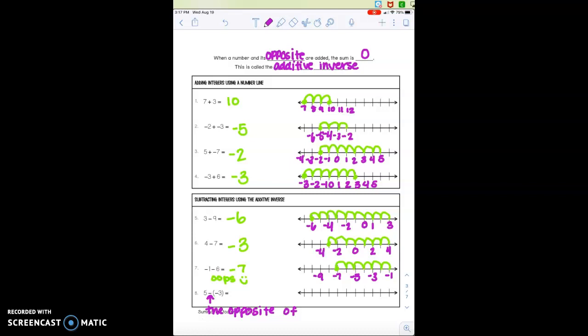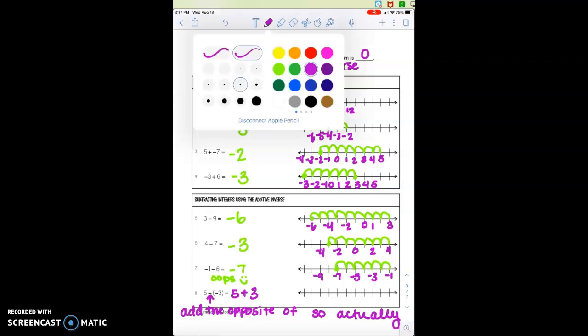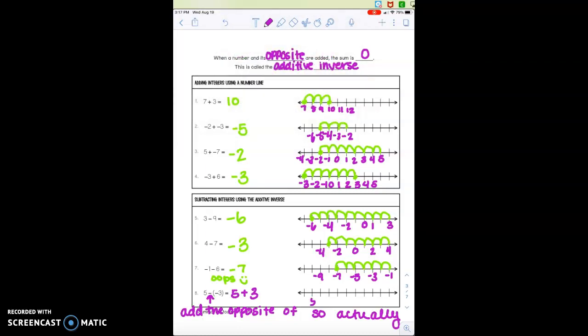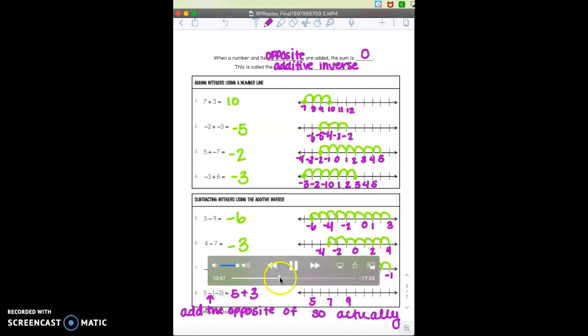So number 8 is kind of special. When we have 5 minus -3, that really means I am doing the opposite of subtracting 3, so I'm going to add the opposite, because remember those minus signs really mean the opposite of. The opposite of subtracting 3 is to add 3. So I'm going to do 5 plus 3, and that is going to give me 8. I'm not going to spend time drawing that out on the number line.